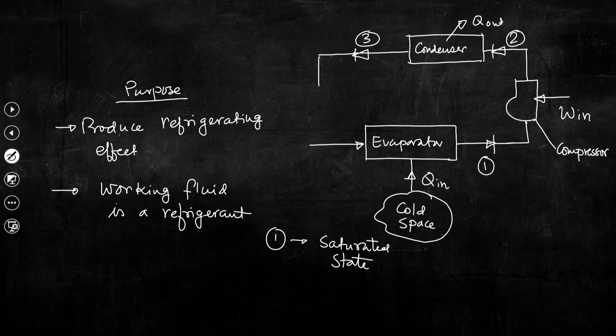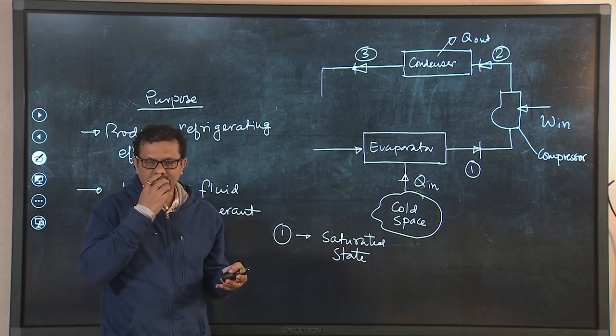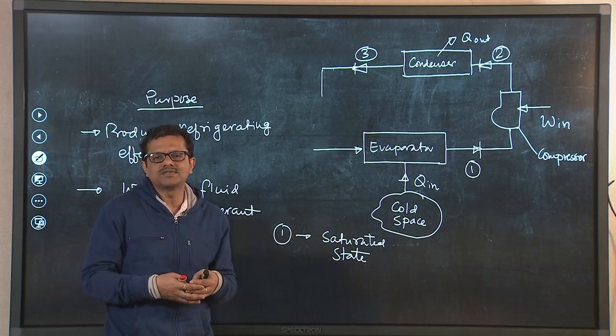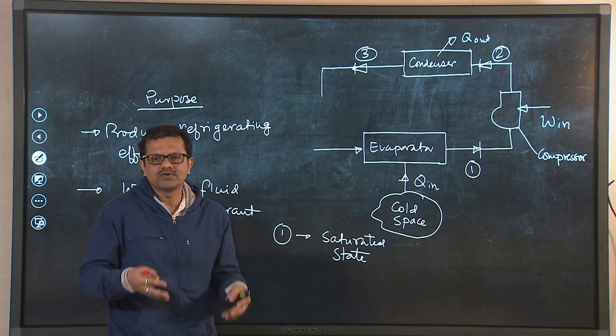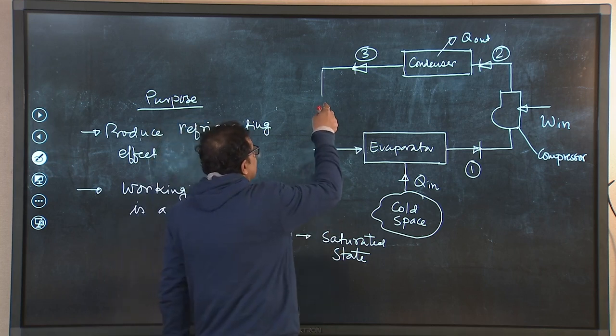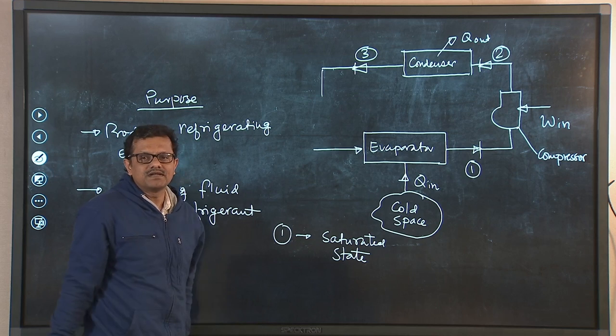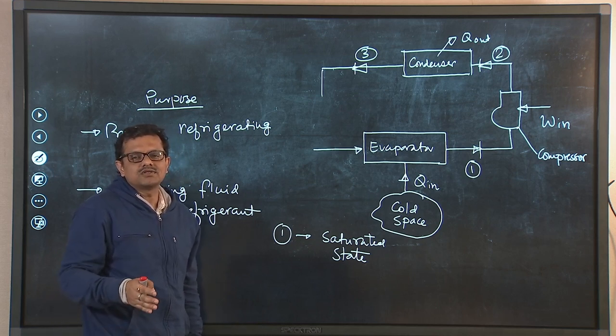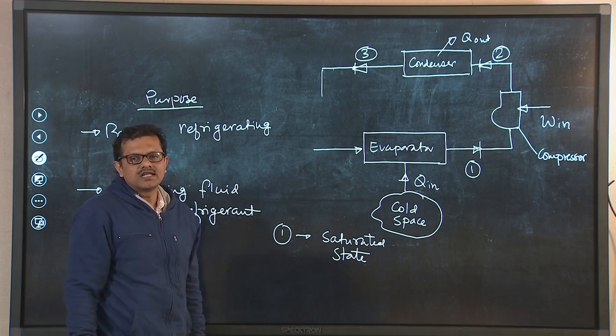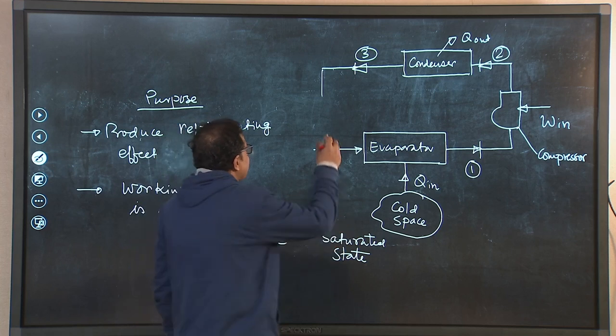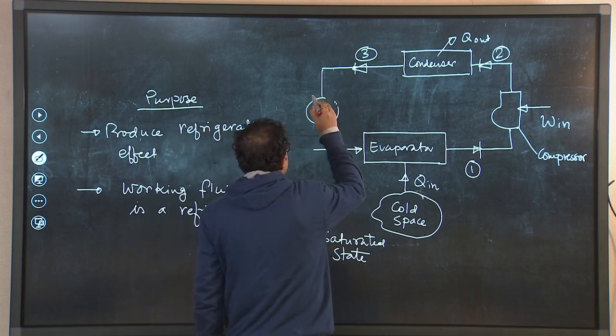Now, the question is, in this case we could have installed another device to produce work, as we had seen in a steam power cycle. There we saw a turbine, where steam is allowed to expand, does work on the rotating part of the wheel, and we get work output. Here, instead of a turbine, a special type of device is considered, because the purpose is not to produce work but to get the refrigerating effect. The special device considered here is known as the throttle valve.